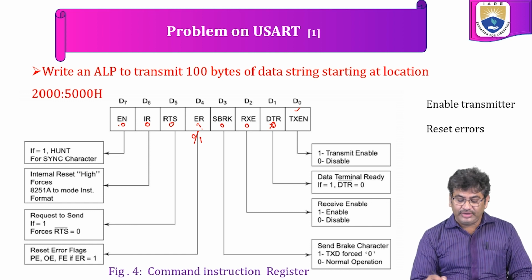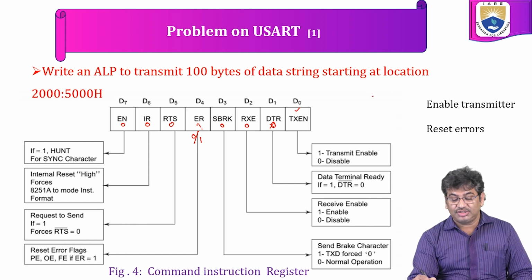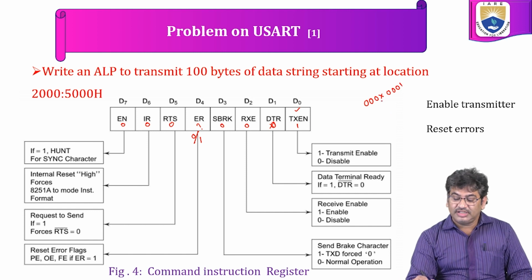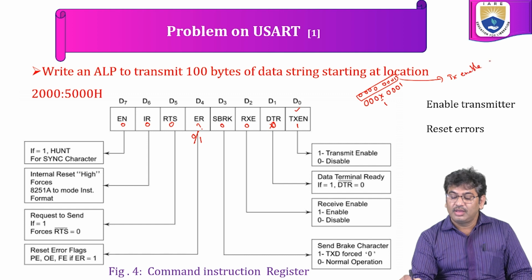So the value which we can write for the command instruction register is 000x000, and we have to enable the transmitter, so this bit is 1. This is a don't care. If I want to clear the errors, I'll pass 1. If I don't want to clear the errors, I'll pass 0. So you'll take 000 0001. This will make the transmitter enable and errors will not be reset.